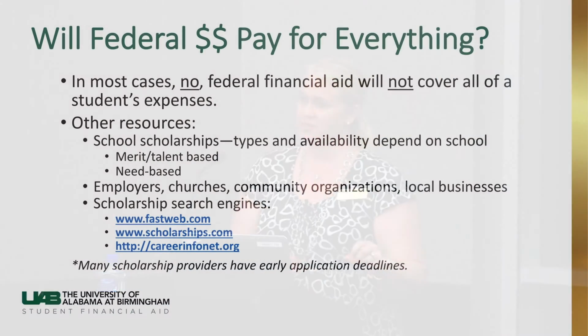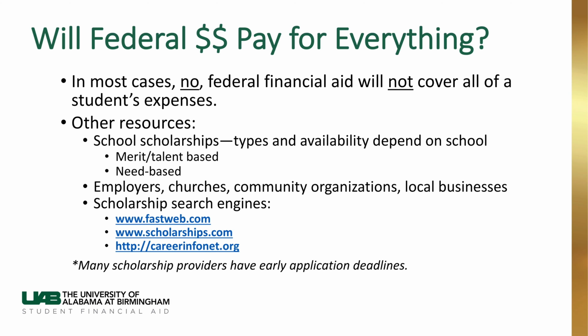There are scholarship search engines. FastWeb is a fairly good one. It is owned by Monster. So if you sign up with FastWeb, you may start getting some emails from other Monster companies. You can opt out of them, but just know that that's who it's managed by. But it's a good scholarship search engine. Scholarships.com is another good one. And then careerinfonet.org is also a good scholarship search engine. Please don't pay anyone to look for scholarship dollars for you, because all they're doing is doing the same kind of online search you can do yourself. But they will happily take your money to do it. Okay.